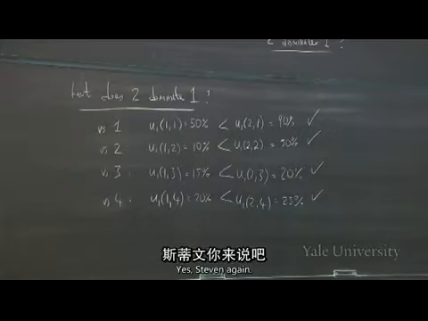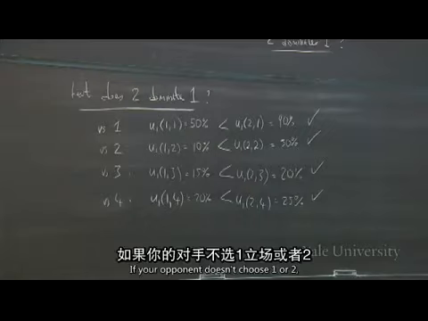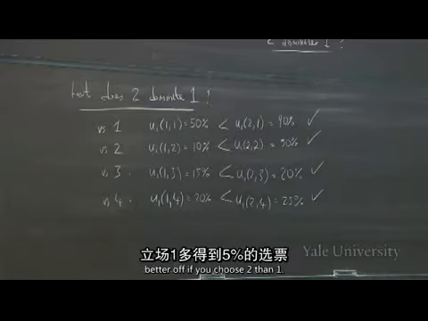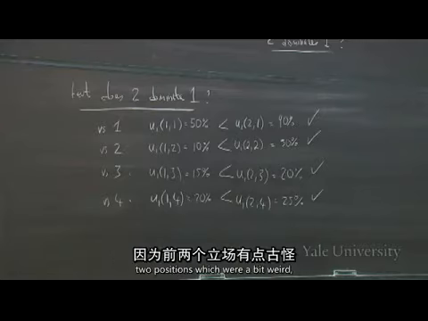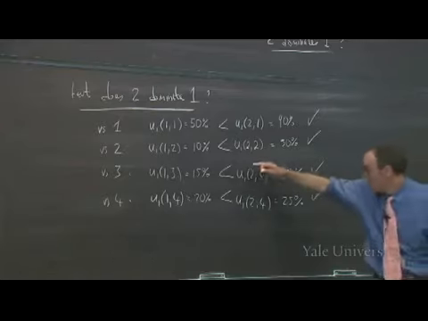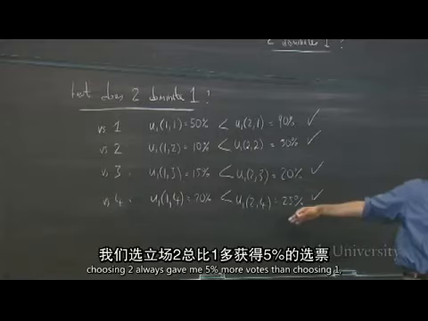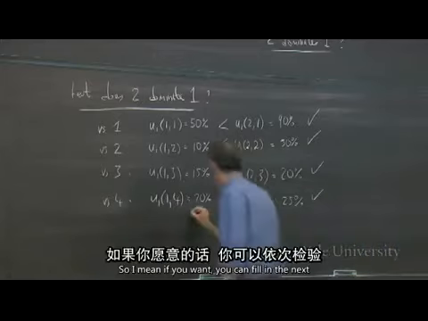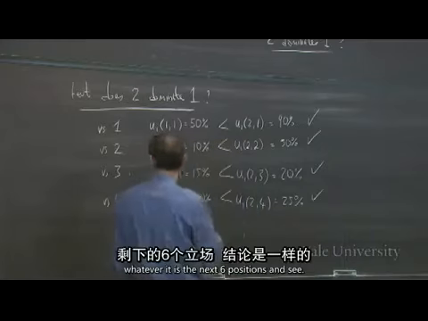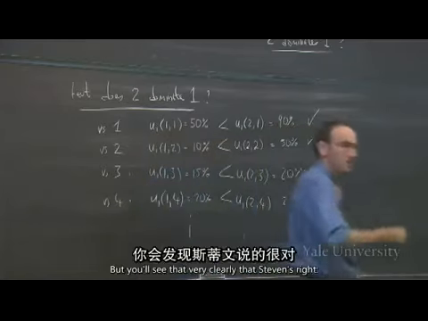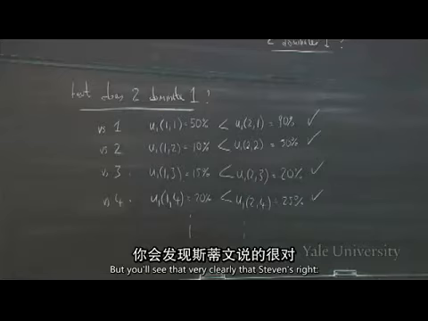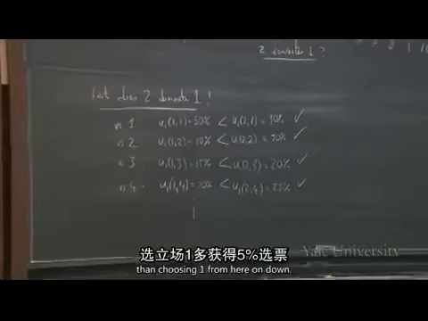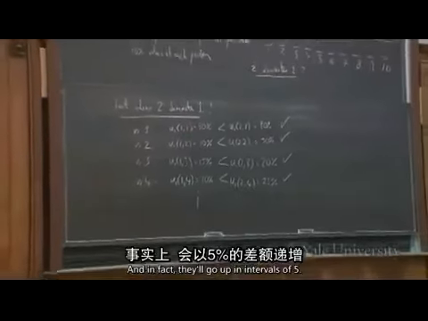If your opponent doesn't choose 1 or 2, then you're always going to be 5% better off if you choose 2 than 1. Exactly. So ignoring these first 2 positions, which are a bit weird, choosing 2 always gave me 5% more votes than choosing 1, right? Regardless of what the other person chooses. So if you want, you can fill in the next 6 positions and see, but you'll see very clearly that Stephen's right. Choosing 2 will always get me 5% more of the vote than choosing 1 from here on down. And in fact, they'll go up in intervals of 5.